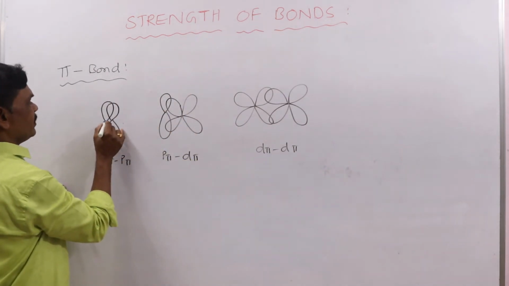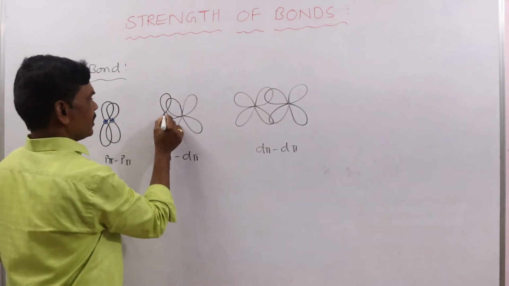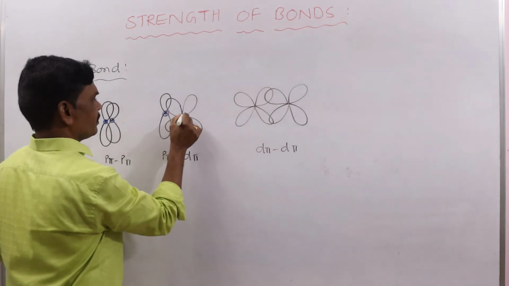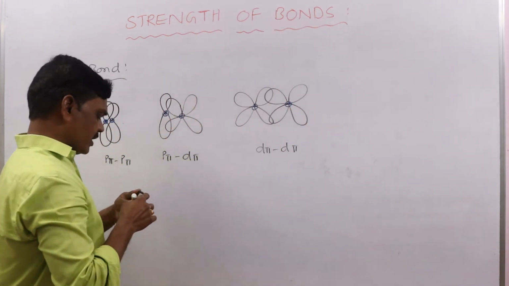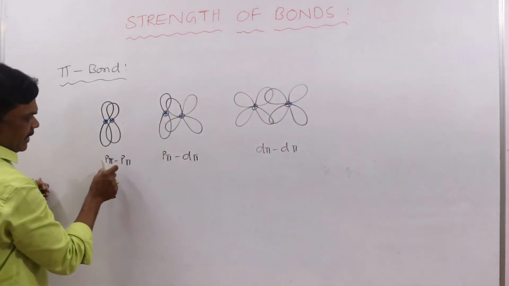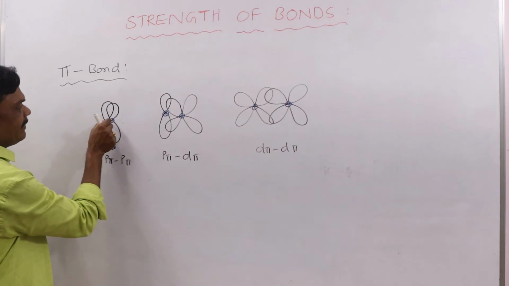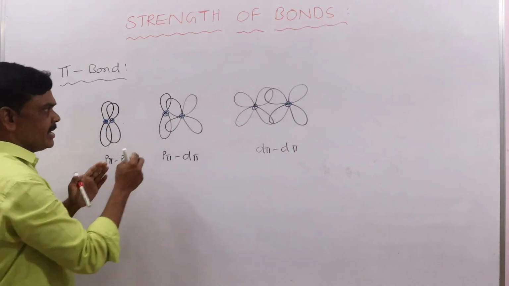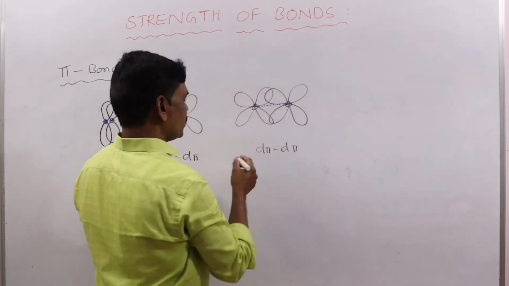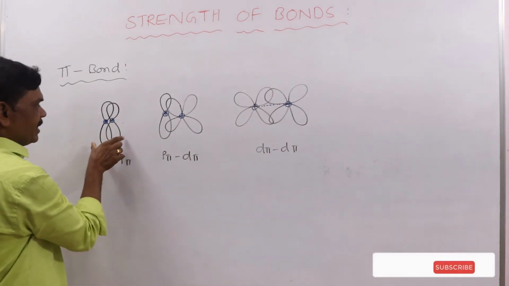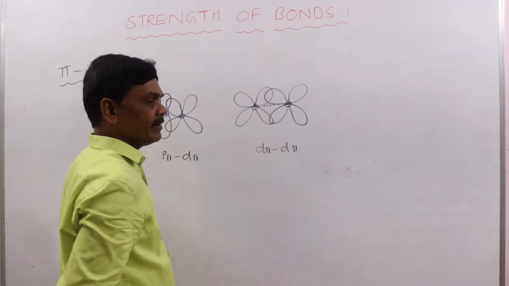So now this is the nucleus of the first p orbital, nucleus of the second p orbital. Now it is the nucleus of a p orbital and the nucleus of a d orbital, and here d and d. So now here you see, in p pi overlapping, the nuclei of the two p orbitals, the distance is very less. Here the distance is somewhat more. Here the distance is more. So where repulsion occurs more, here repulsion occurs more. Here repulsion is somewhat less, and here repulsion is very less.